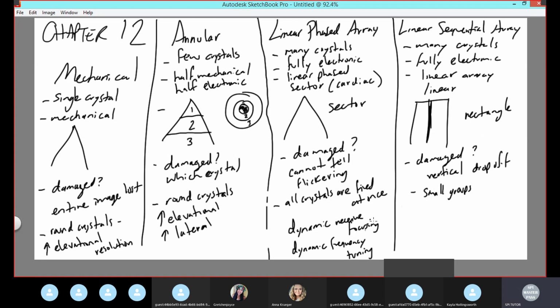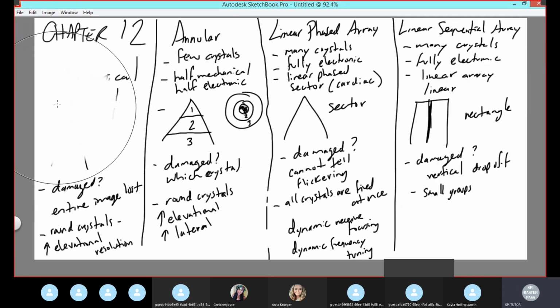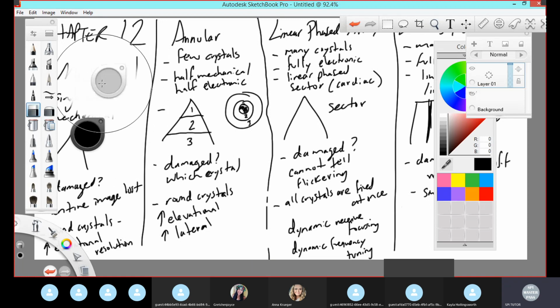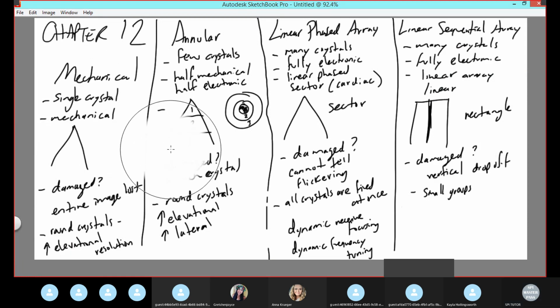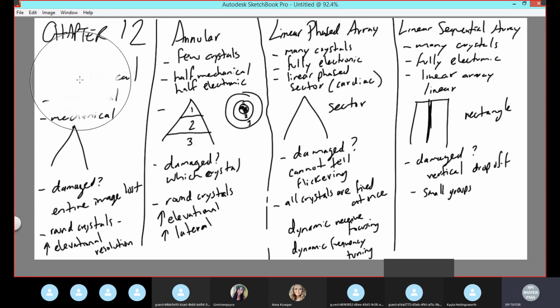Okay. And then everything carries over. This dynamic receive focusing, dynamic frequency tuning, all that stuff just carries over for anything that's fully electronic. So just be aware that that terminology exists. That's it. You're not really going to be asked about it. You just might see it pop up, and if you are aware of it, it won't throw you off. That's really it.